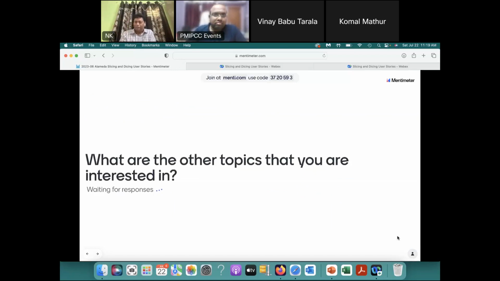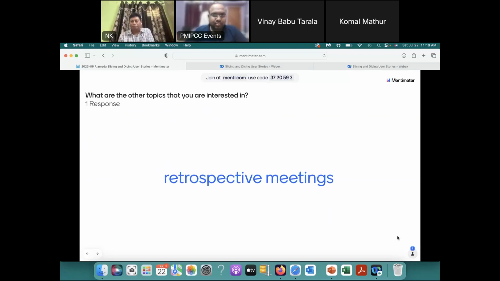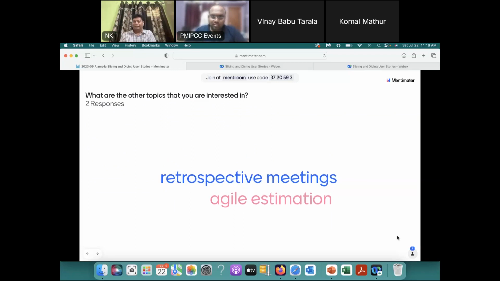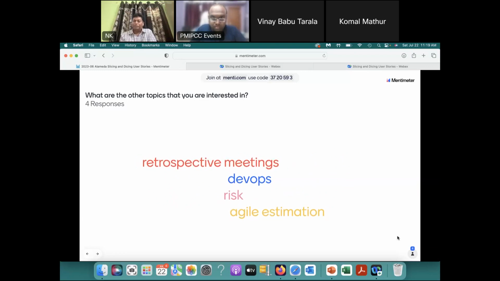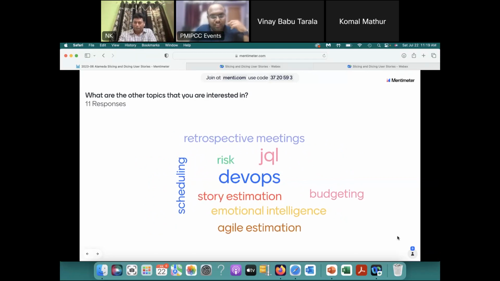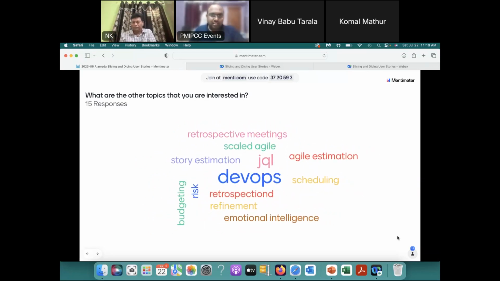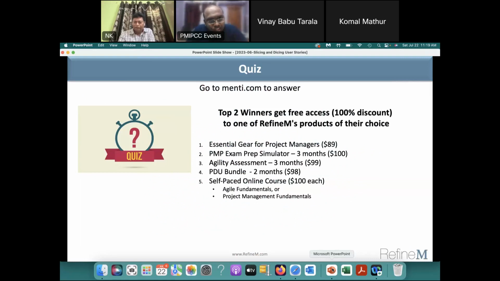So other topics, this is input for Vinay. If you want to hear about the other topics, you can type in here. And let's open it while people type. Retrospective meetings, yeah, that will be great. Agile estimation, yeah, that will be another great topic. DevOps, excellent. Yeah, that's another great topic. So you have some very good topics here, Vinay, coming up. You can note down these topics, and I will share this Menti also with you, Vinay. Okay, that will be great. All right. Okay, let's move on.